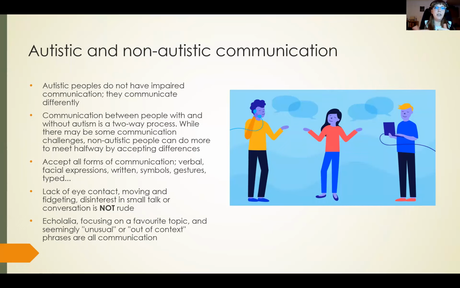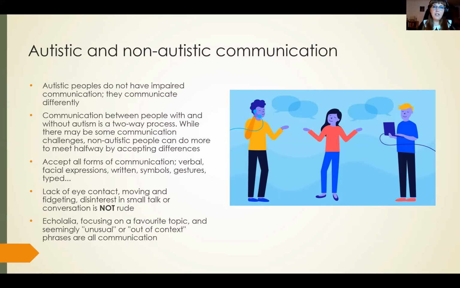Communication between people with and without autism is a two-way process. While there may be some communication challenges, non-autistic people can do more to meet halfway by accepting differences. So particularly for children and teenagers with their peers, sometimes communication between non-autistic and autistic people can be a little bit stilted or awkward. And a lot of those issues or challenges can disappear if people are just more considerate of differences.